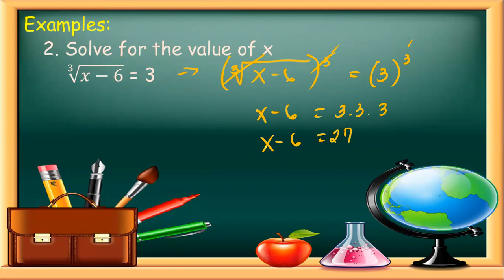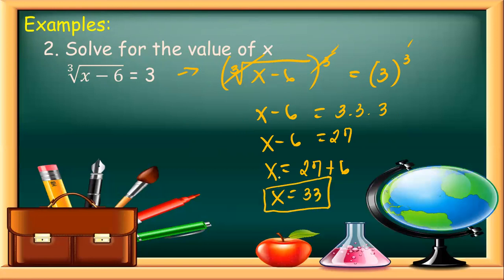Now you have to write all numbers on the other side of the equation, and leave one variable on one side. Applying the addition property of equality, instead of minus 6 it will become plus 6, or add 6 to both sides of the equation. This side will be equivalent to 0. Then 27 plus 6 is 33. Therefore, the unknown here is 33.